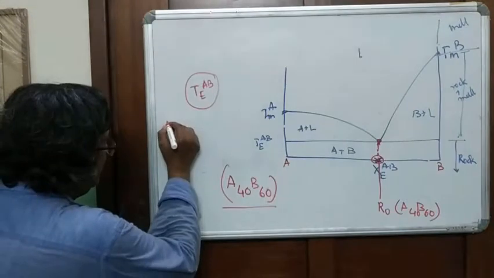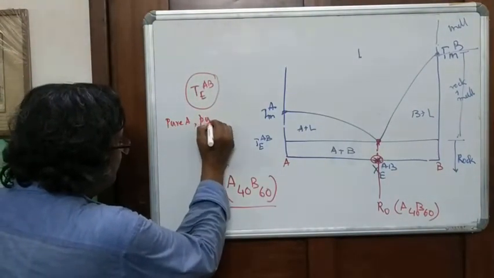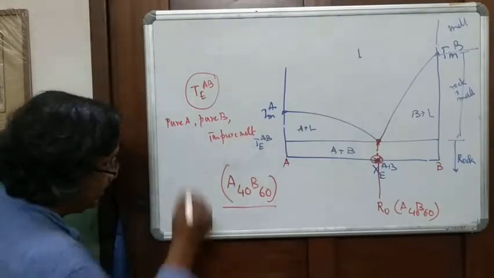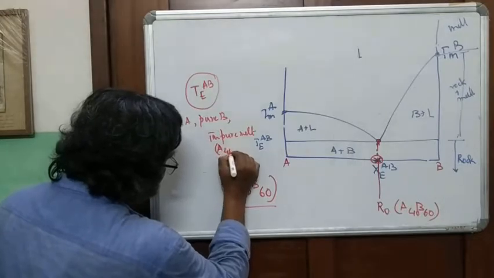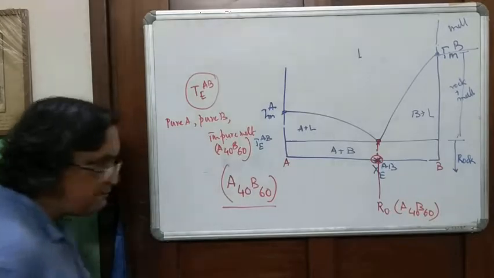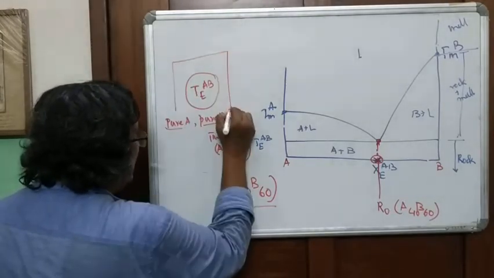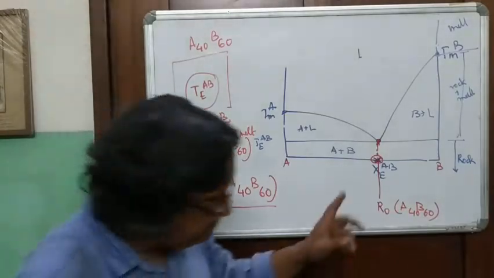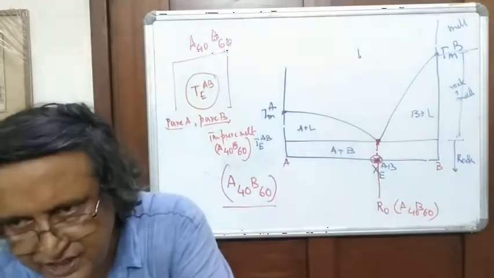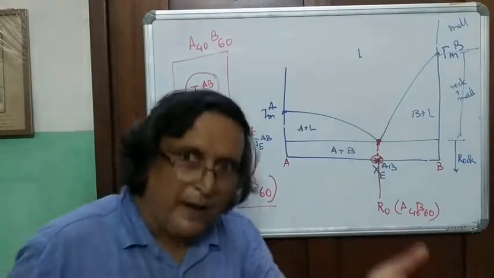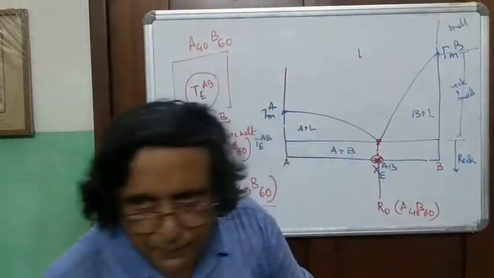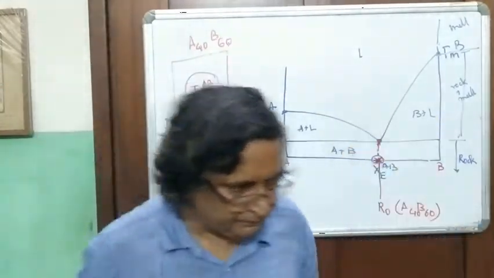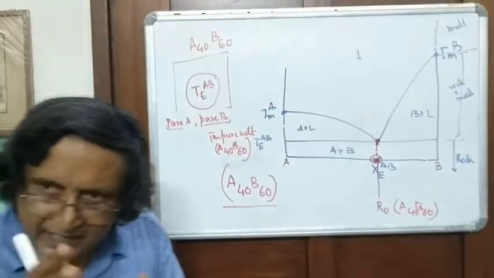So you will have pure A, pure B, and impure melt. This will be the situation where the impure melt will have the composition A40, B60. This will be the composition of this impure melt. And pure A and pure B will be in the proportion A40 and B60. So A and B in the proportion 40 is to 60 will melt to give you a melt where A and B components are present in the ratio 40 is to 60, to make a chemically homogeneous melt. Have you understood? A chemically homogeneous melt.